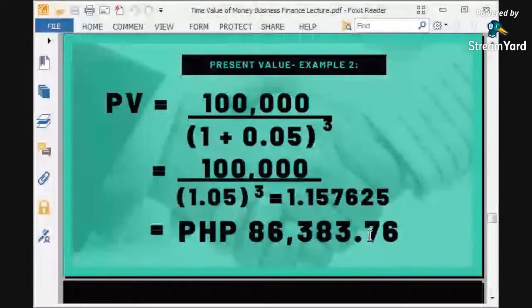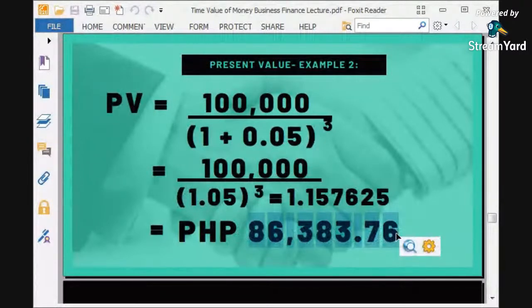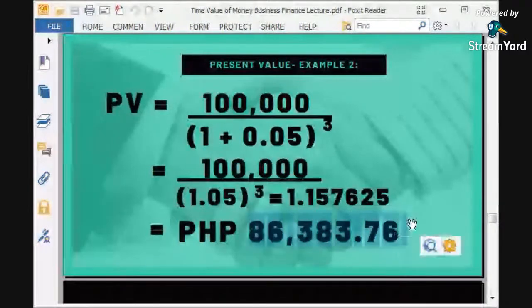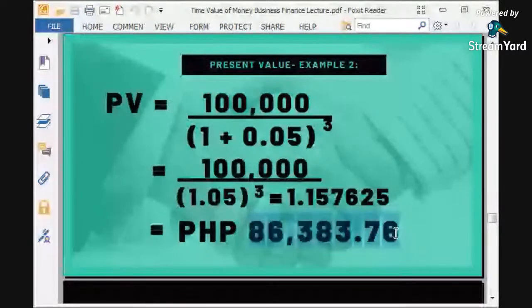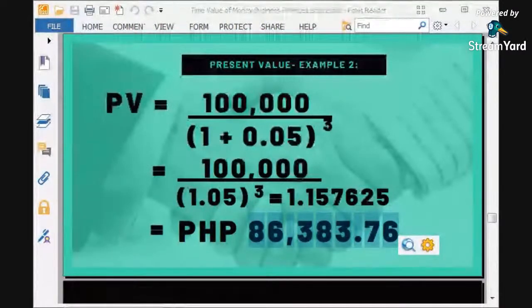So imagine, because of the inflation rate of 5% per year, after 3 years, yung halaga ng 86,383 mo ngayon will be worth 100,000 in the future. So ito yung nagiging epekto ng tinatawag natin na inflation rate sa value ng pera. Now imagine, let's say for example, meron kang 86,383 ngayon. After 5 years, itong halaga na to ay kasing halaga siya ng 100,000 ngayon. Kasing halaga ng 86,383.76 ang 100,000 after 5 years. So ibig sabihin, mas malaki ang value in the future. So that's how we compute for the present value.